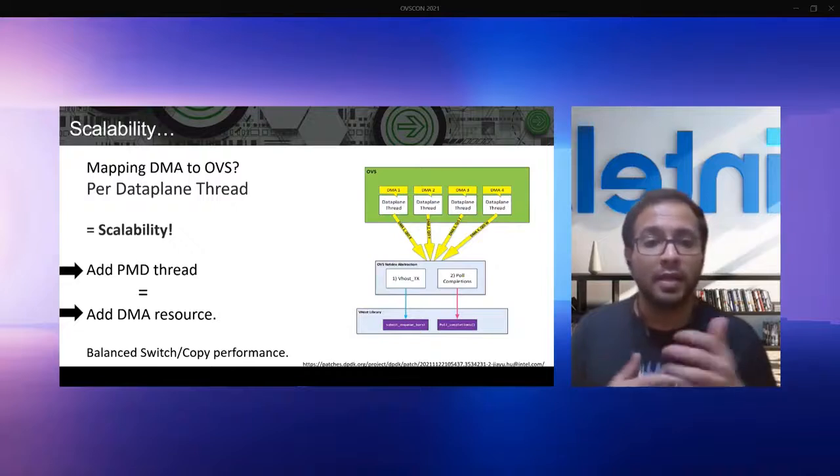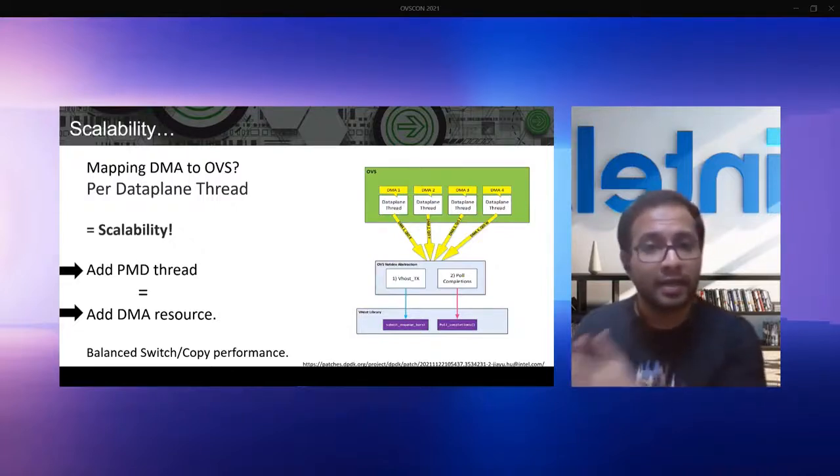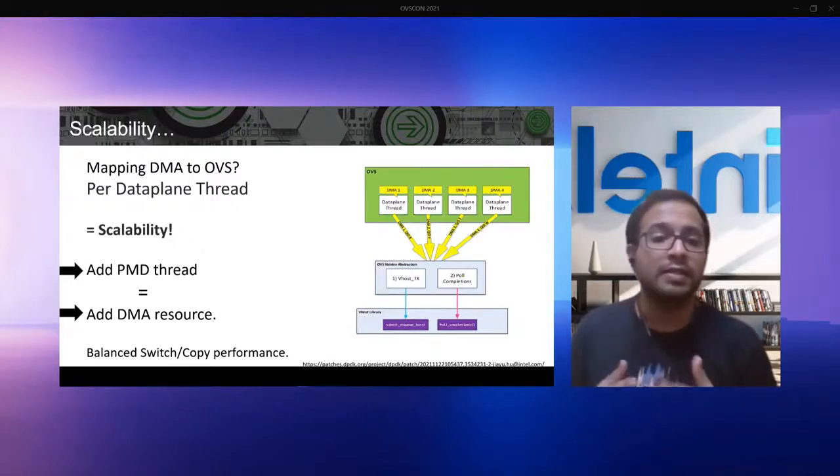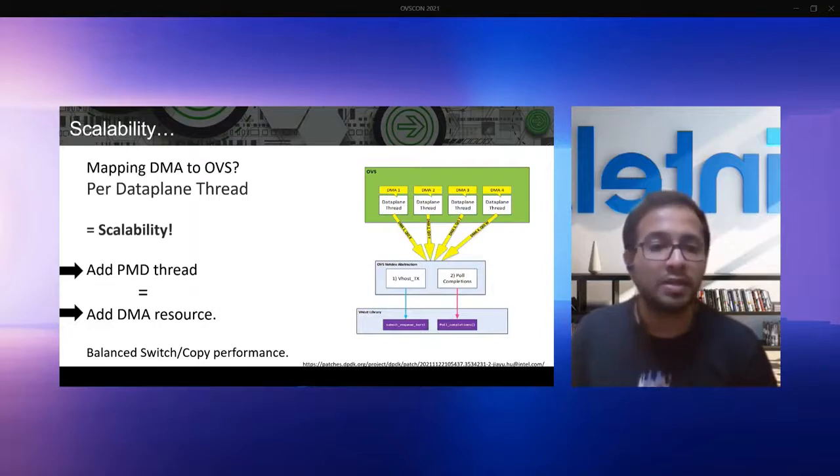So adding a thread in OVS implies adding a DMA resource. This allows for balanced switch and copy performance as well. But this assignment scheme has its side effects. Let's see what those are.